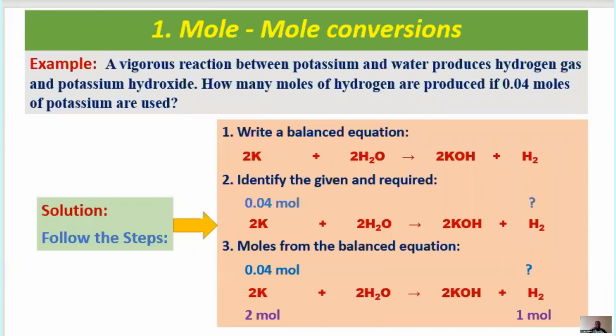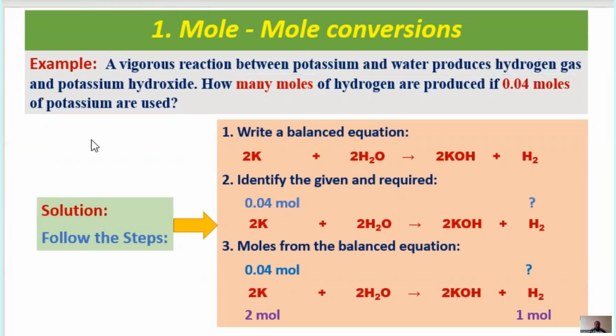For example, a vigorous reaction between potassium and water produces hydrogen gas and potassium hydroxide. How many moles of hydrogen are produced if 0.04 moles of potassium are used? You are asked to find the number of moles of the product, and you have a given value, the number of moles of potassium used. Then you can calculate the number of moles of hydrogen from a balanced chemical equation.